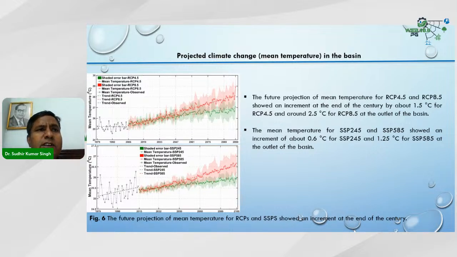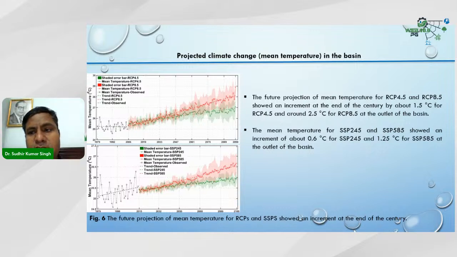We have considered both scenarios: the RCPs, representative concentration pathway scenarios, and the SSPs from the recent AR6 report, and the AR5 report, the IPCC assessment report 5 and assessment report 6. Why I have considered assessment report 5 and 6 is that I want to see the difference between both the reports. If you see, both the reports show that there will be an increase in the mean temperature, and more increase was observed in the representative concentration pathways as compared to the shared socioeconomic pathways, because in the shared socioeconomic pathways the scientists have also considered technological advancement.